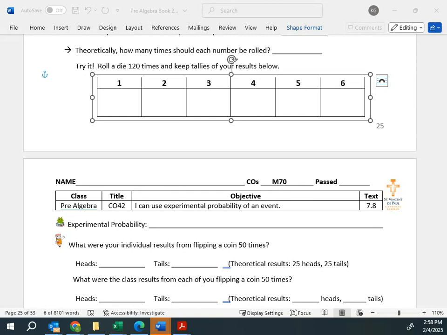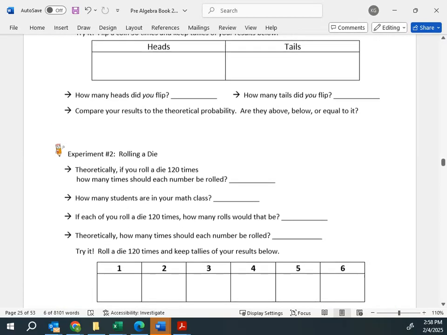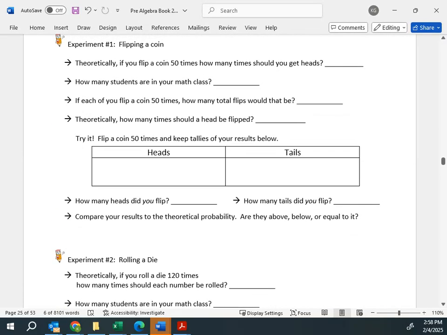So we are talking about theoretical probability, and then we are doing the experiment part that we are going to work with when we do experimental probability. So this is kind of a fun day where we get to do a little fun.